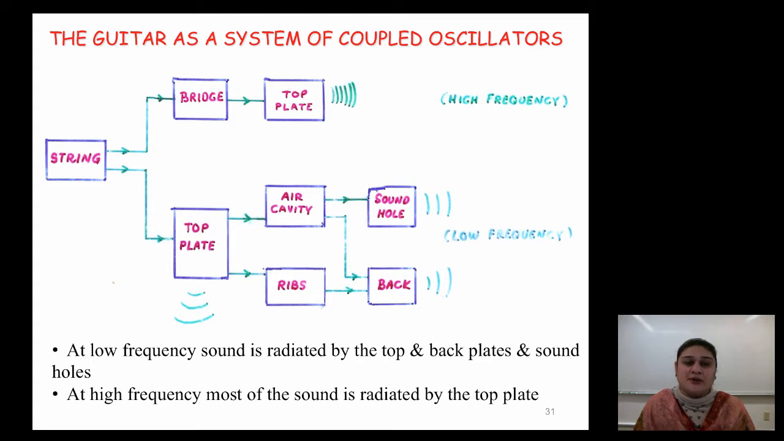So this is what we were talking about, the guitar as a system of coupled oscillators. When the string vibrates, the bridge and the top plate vibrate. The top plate vibrates more for higher frequencies, and the resonance is set up for the top plate. For the lower frequencies, the air cavity and the ribs are the ones that couple together with the sound hole and the back of the guitar to produce the lower frequencies. So basically the lower frequency sounds are generated by the top and back plates and the sound hole. For the higher frequencies, most of the sound is radiated by the top plate.